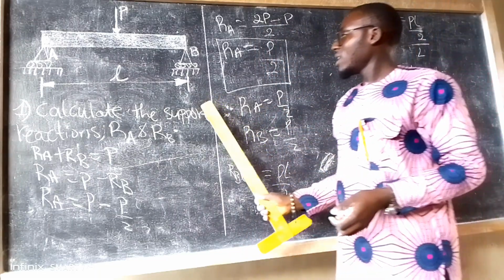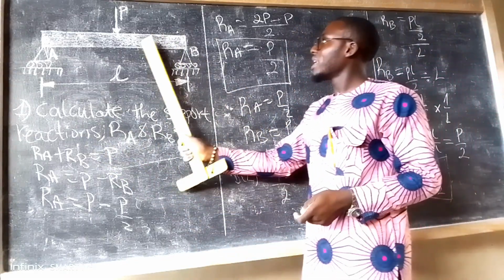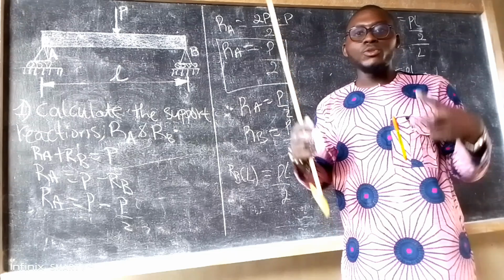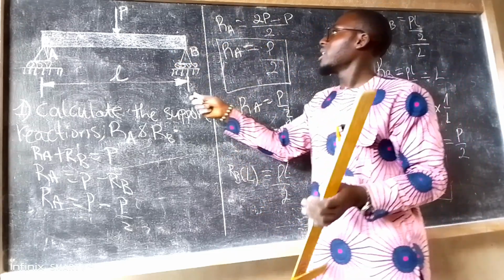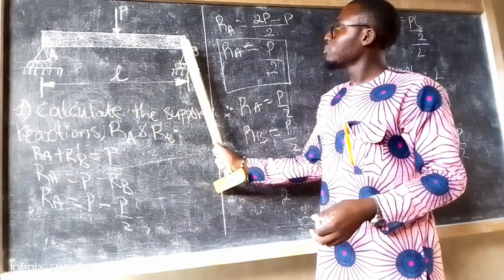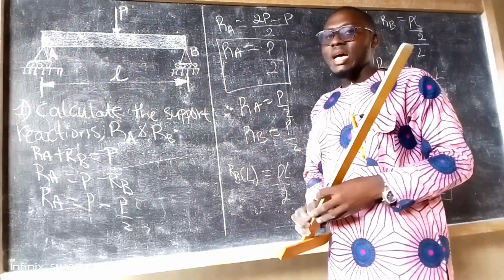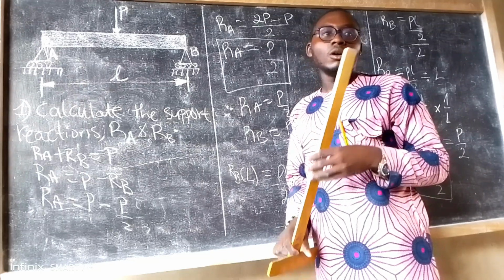Actually, we never needed to calculate everything like this. We simply needed to look at the beam and conclude that, due to symmetry, RA is equal to RB, and RA will be equal to P on 2. So for a beam on two simple supports with a point load, the reaction at A is equal to the reaction at B, which is equal to P on 2.